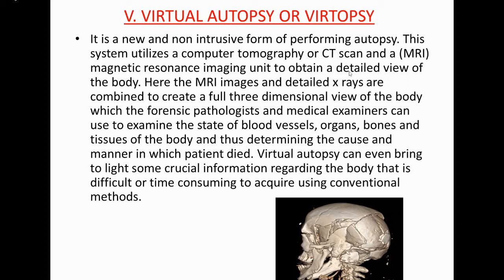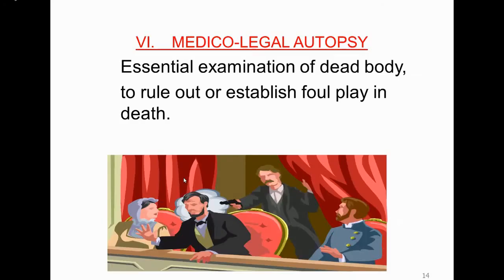The system utilizes computed tomography or CT, or an MRI, magnetic resonance imaging unit, to obtain a detailed view of the body. Here, the MRI images and detailed X-rays are combined to create a full three-dimensional view of the body, which the forensic pathologist and medical examiner can use to examine the state of the blood vessels, organs, bones, and tissues of the body, and thus determine the cause and manner in which the patient died. Virtual autopsy can even bring to light crucial information that is difficult or time consuming to acquire using conventional methods, because sometimes you miss and your autopsy goes negative or obscure. But with this technique you can see all the minor details which are usually missed at the time of performing the physical autopsy. Hope I'm not going very fast.